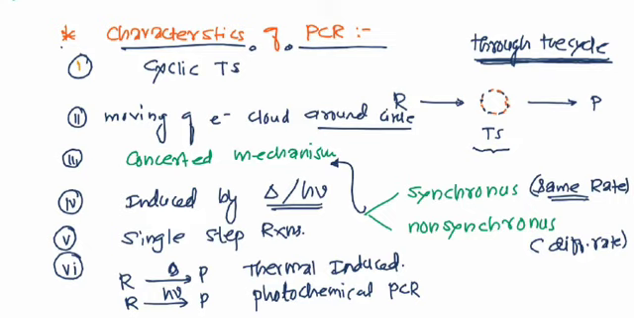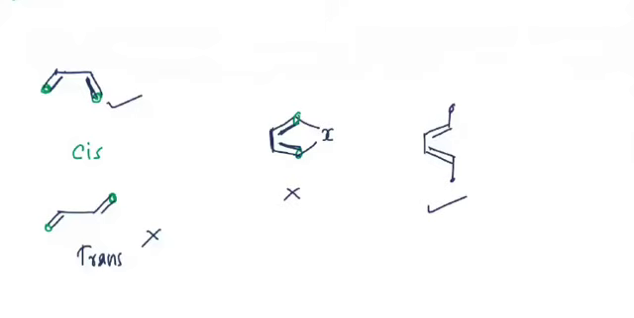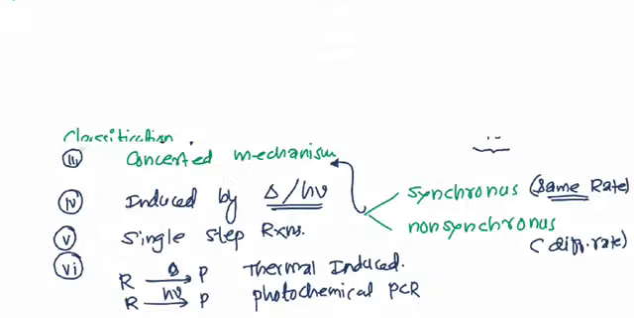So basically, pericyclic reactions are reactions that proceed through a cyclic transition state. Now we move to the classification of pericyclic reactions. How to classify them? It's again very simple. The classification is based on their principle. The first type is the electrocyclic reaction.